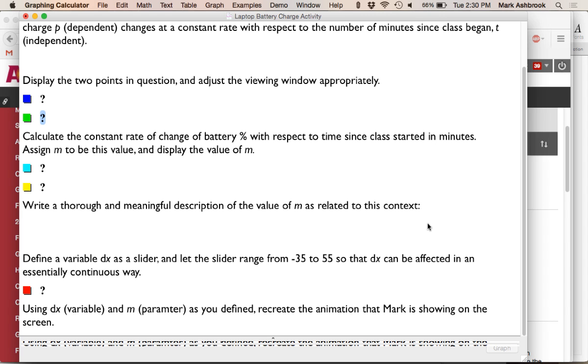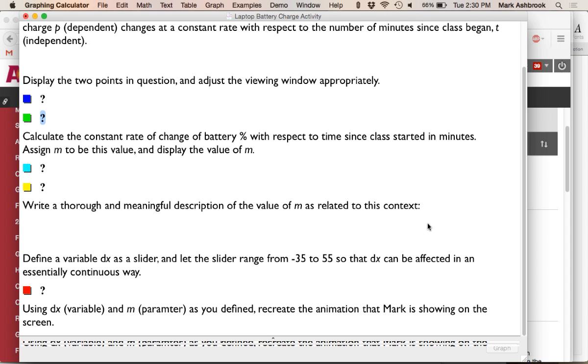But as well as making that string a variable, you're also going to make it a slider that ranges from negative 35 to 55, so that dx can be affected in an essentially continuous way. Okay, so you work together on that. So kind of, as a group, you should be able to come up with that, or I can help you.